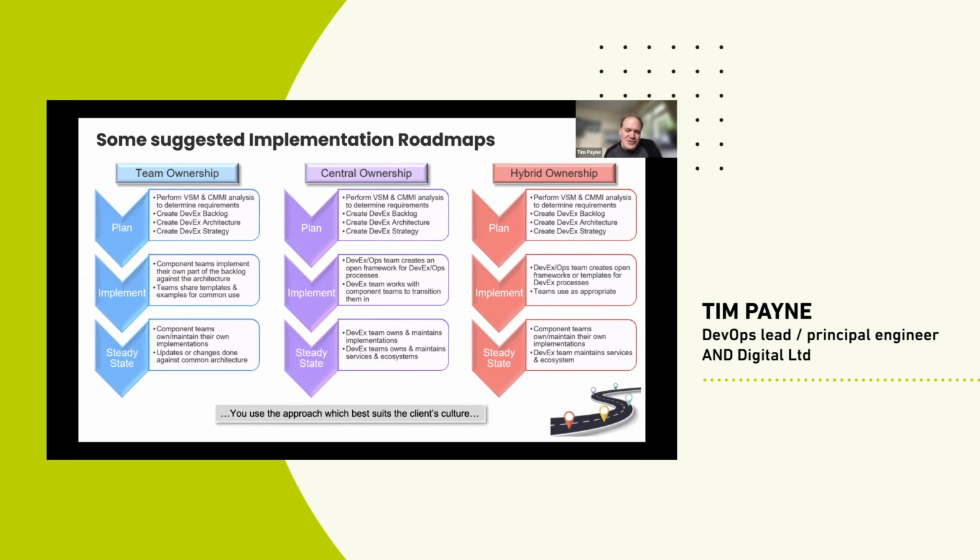So you use the approach which best suits the client's culture. There'll be some clients that have very strong and independent teams, and they just want to work their own way because they have their own priorities. That's fine if they want to work like that. You may have some organizations which have a very fixed strategy in mind, and they need everyone to comply with that strategy. That's fine. Or you may have organizations which have a mixture of both, so you work in a hybrid model. It's all driven by the organization. You just have to be aware of the strengths and the pitfalls of those models.